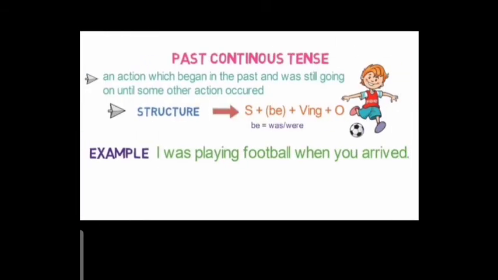Now let's look into the next tense. Past continuous tense. It refers to an action which began in the past and was still going on until some other action occurred. The structure of the sentence is subject plus be plus verb's ing form plus object. The be verb here is was or were. Example, I was playing football when you arrived, which means my action of playing was going on until you arrived.